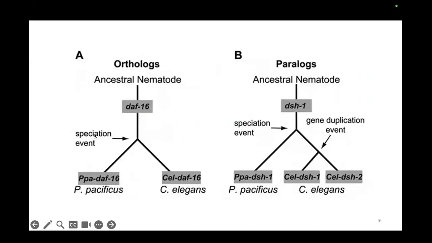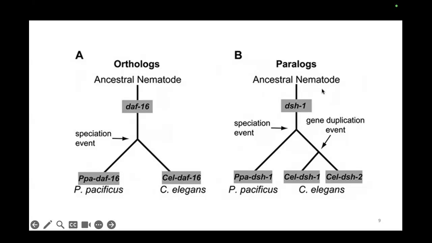Okay, so orthologs, let me hide this panel. Orthologs means there is a gene that shared a common ancestor. Both species, P. pacificus and C. elegans, are two different species, and they have this gene DAF16. This DAF16 gene was present in the common ancestor of both species. So that's why this is an ortholog.